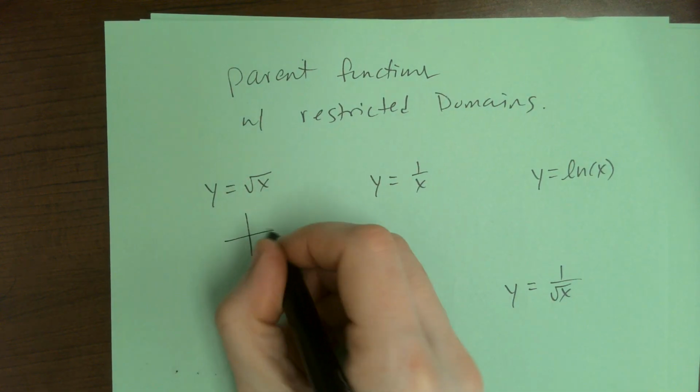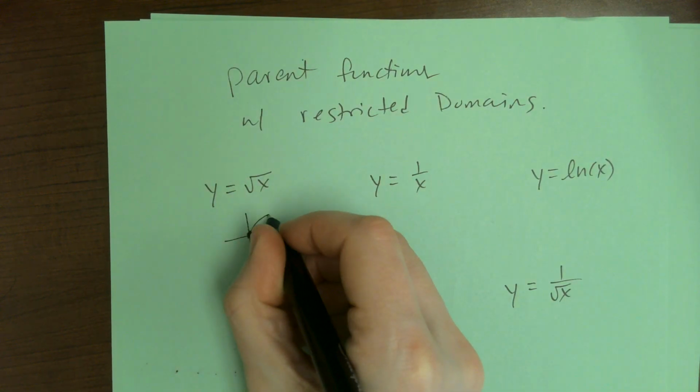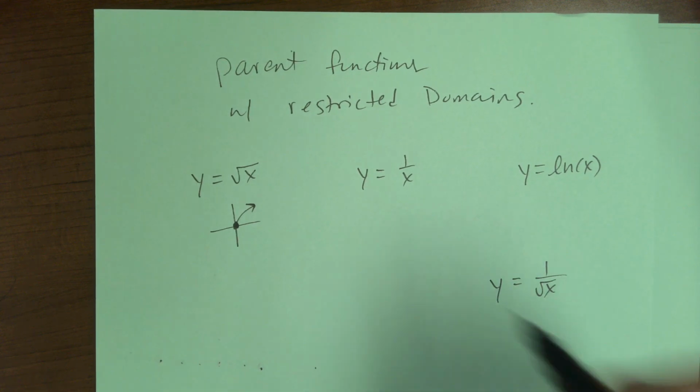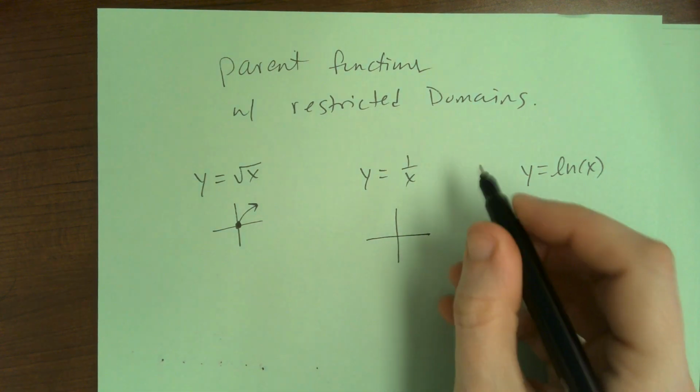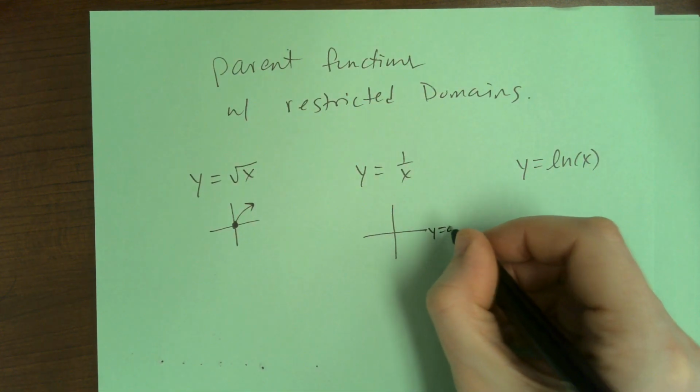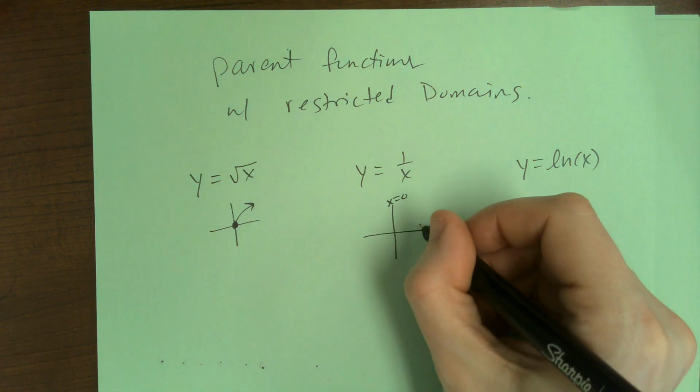This graph, there is no asymptote. It looks like that. This graph, there is an asymptote, 2 asymptotes actually, y equals 0 and x equals 0.